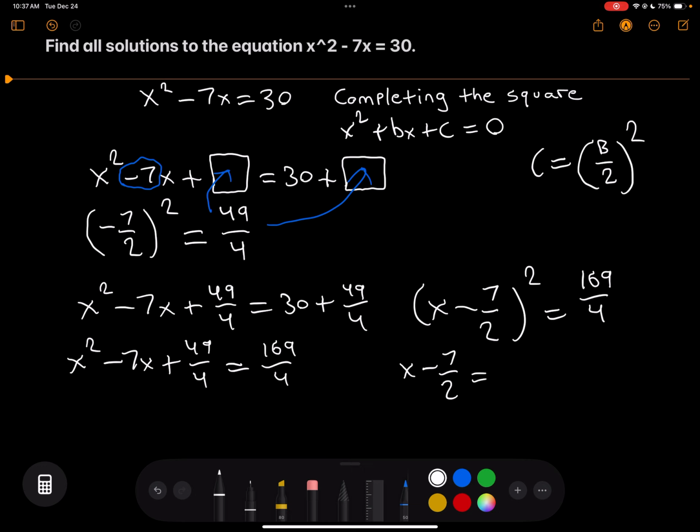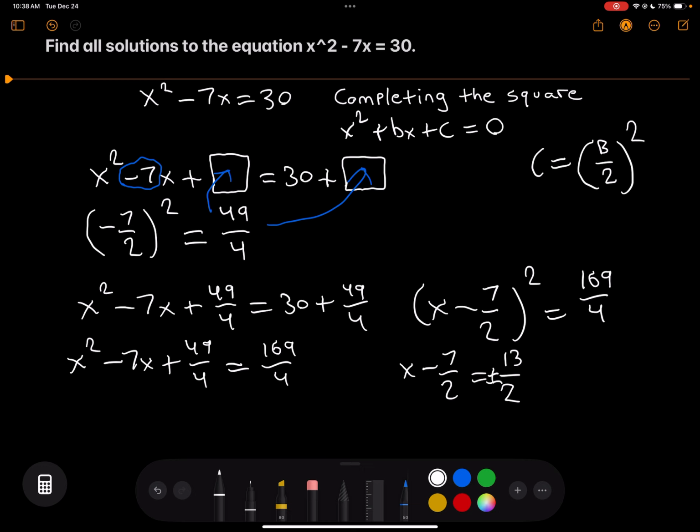Because, you can see here, 169 is a perfect square. In fact, it's 13 squared, if you know your squares. So 13 squared is 169. And of course, the square root of 4 is 2. So we wind up with 13 over 2. We also have to be careful here because we're dealing with square roots, and any square root could be either positive or negative. So this could be plus or minus 13 over 2.